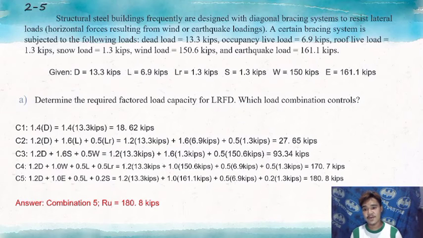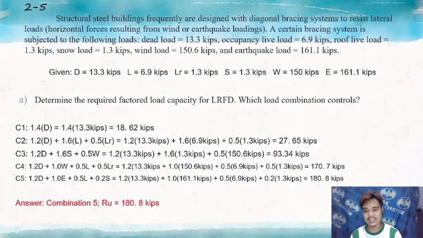For our problem 5, structural steel buildings frequently are designed with diagonal bracing systems to resist lateral loads, horizontal forces resulting from wind or earthquake loadings. A certain bracing system is subjected to the following loads. Dead load is equal to 13.3 kilopascals. Occupancy live load is equal to 6.9 kilopascals. Roof live load is equal to 1.3 kilopascals. Snow load is equal to 1.3 kilopascals. Wind load is equal to 150.6 kilopascals, and earthquake load is equal to 161.1 kilopascals.